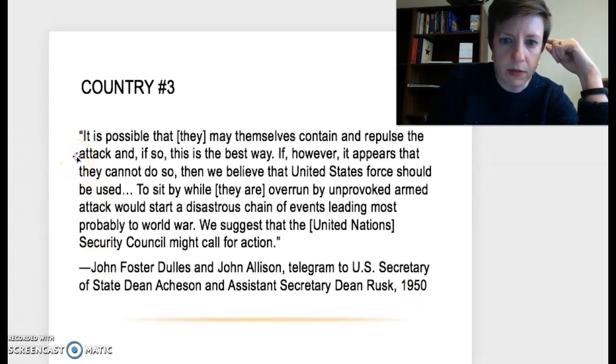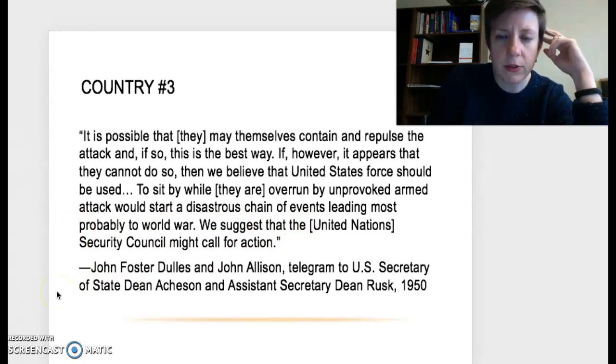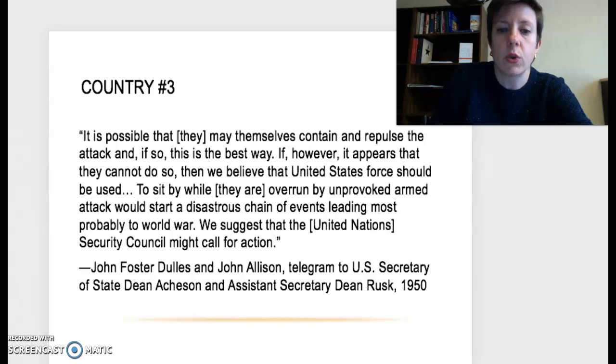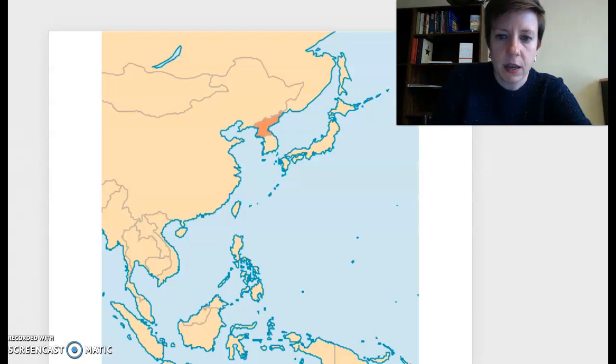So there's a possibility of attack. A disastrous chain of events leading most probably to world war. We suggest that the United Nations Security Council might call for action. So for me, this is the big clue with this source, because I know that none of these conflicts are really wars in the official sense of Congress actually declaring war on an adversary. But I know that one of them that came closest was a UN police action. And that is the conflict that took place here. What's highlighted here is North Korea, but the whole peninsula here is the Korean Peninsula.